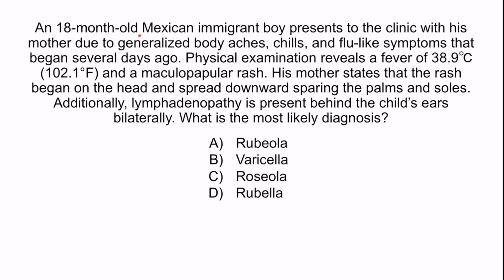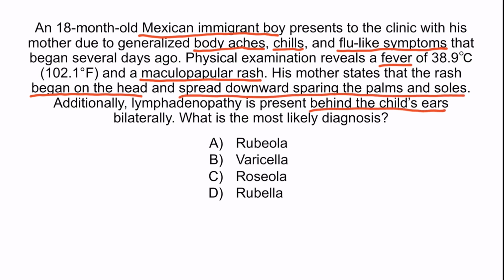An 18-month-old Mexican immigrant boy presents to the clinic with his mother due to generalized body aches, chills, and flu-like symptoms that began several days ago. Physical examination reveals a fever of 38.9 degrees Celsius and a maculopapular rash. His mother states that the rash began on the head and spread downward, sparing the palms and soles. Additionally, lymphadenopathy is present behind the child's ears bilaterally. What is the most likely diagnosis?